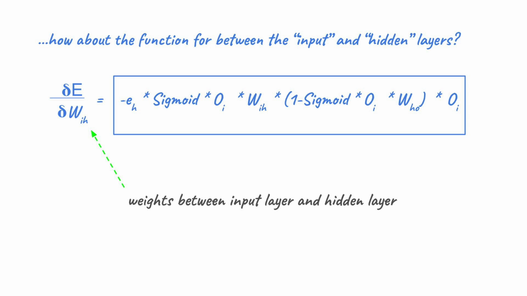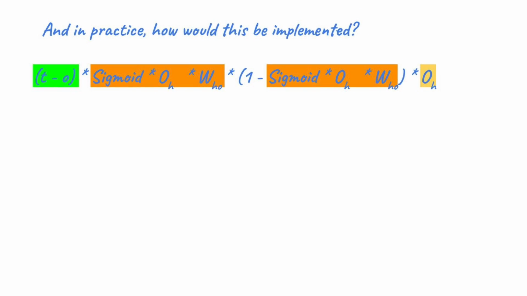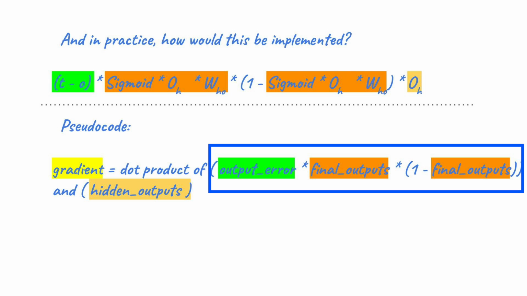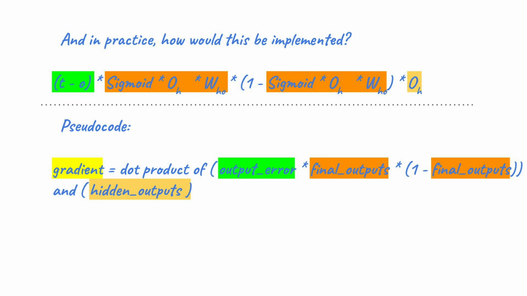And this looks really similar. And so you put all this together, the code is actually pretty simple. And again, we already have these calculations from feeding data forward into the neural network itself. And remember, this ends up just being a large matrix operation. So all we're doing here is looking at the gradient. And for the gradient, we're taking the dot product of two things. We're taking the output error times final outputs times 1 minus final outputs. And the second thing is the hidden outputs, so whatever's coming out of that hidden layer of the neural network.